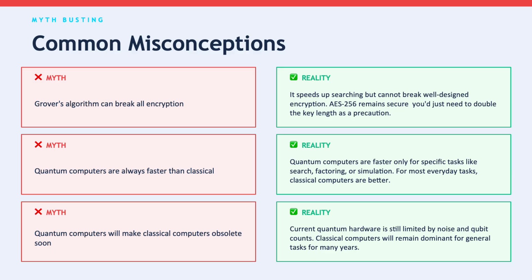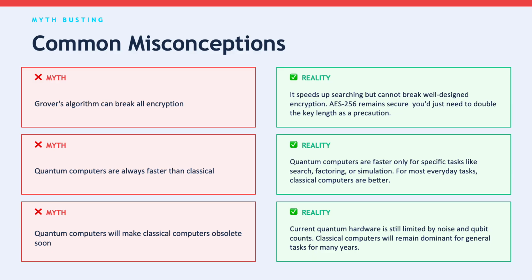Another common misconception is that quantum computers are always faster than classical computers for everything. That is also false. Quantum computers are only faster for certain specific types of problems, like searching, factoring large numbers, or simulating quantum systems. For everyday tasks like browsing the web, writing documents, or playing video games, classical computers are actually better.